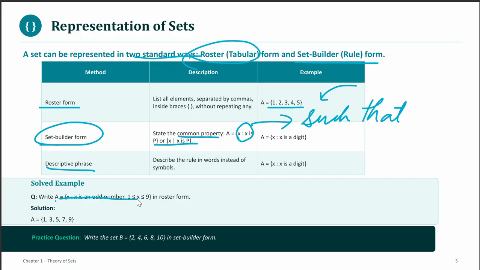Sorry, this is in the set builder form, and you need to convert it into the roster form. Roster form means that you have to convert it into the tabulation method, right? Now, what are they saying?